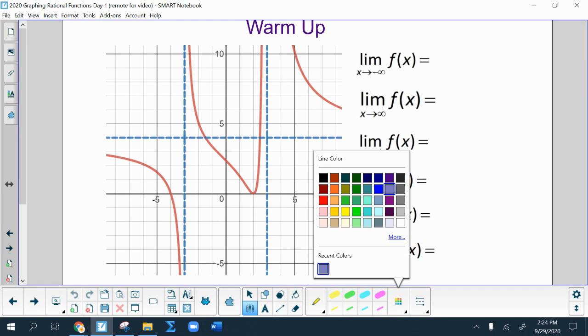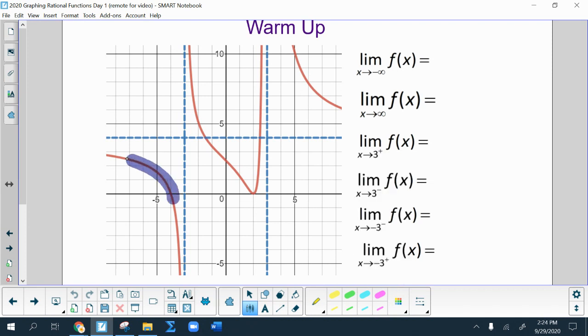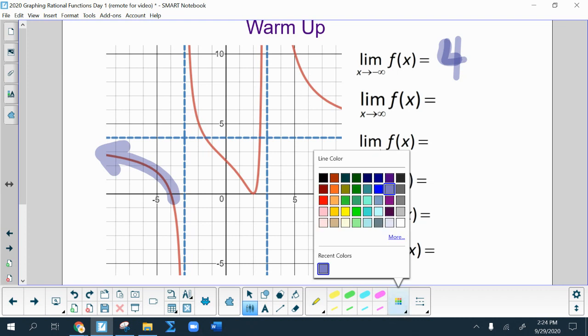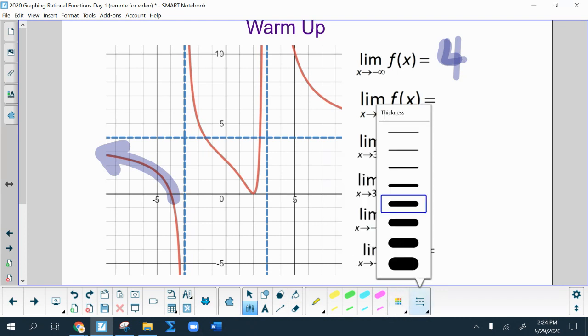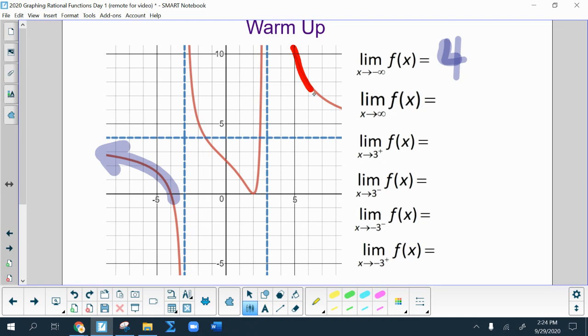So the limit as x approaches negative infinity is found as we go off to the left. That limit is then approaching that horizontal asymptote of 4. Okay. Then as we go off to positive infinity, that's this part of the graph right here. And that also happens to be approaching that horizontal asymptote of 4.